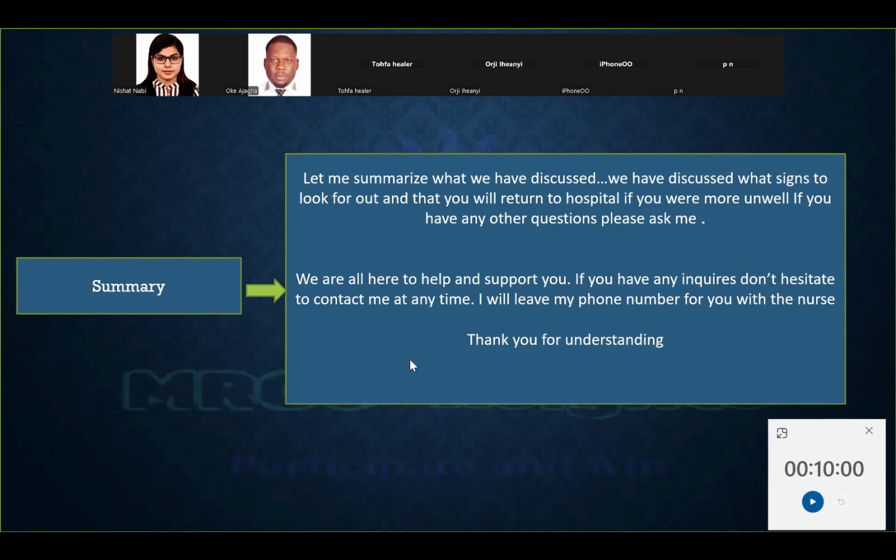Then go to the closing section. We are all here to help and support you. If you have any inquiries, don't hesitate to contact me at any time. I'll leave my phone number for you with the nurse. After that, thank the patient and end it.